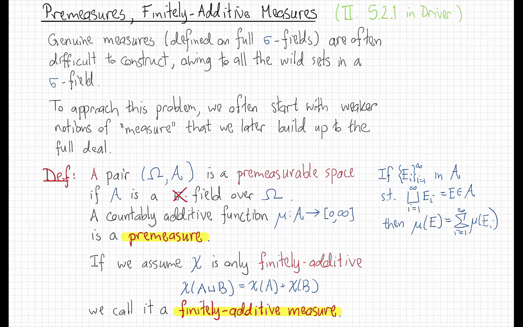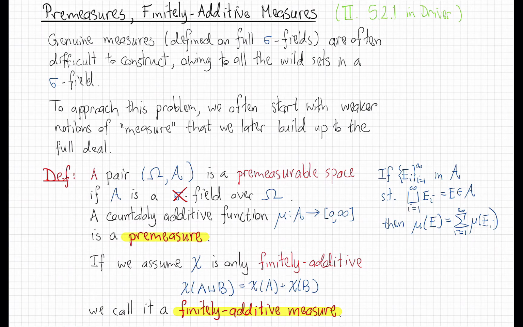Our eventual game plan will be to start by constructing finitely additive measures on fields, then show that those finitely additive measures are in fact countably additive and therefore are premeasures on those fields under conditions that we'll determine, and then show that we can extend those premeasures on those fields to fully fledged genuine measures on the sigma field generated by those fields. That last step is going to be the hairiest, but let's start with the first step, constructing finitely additive measures on fields.